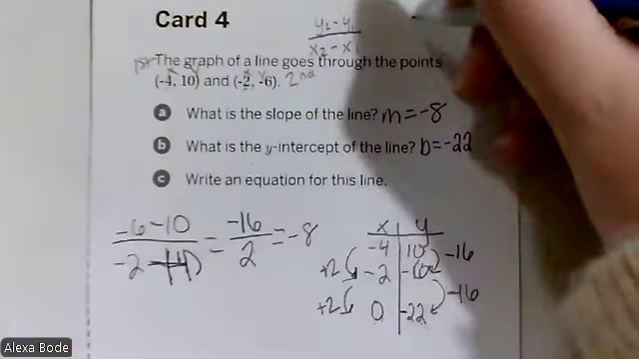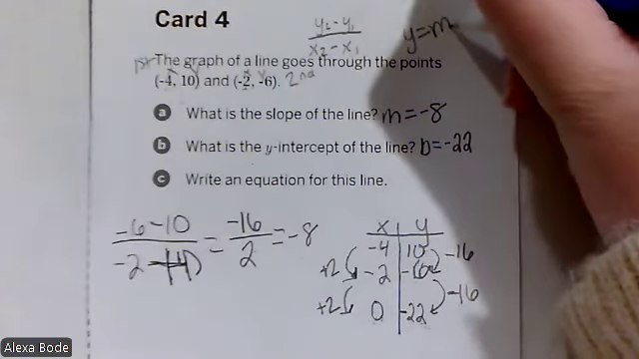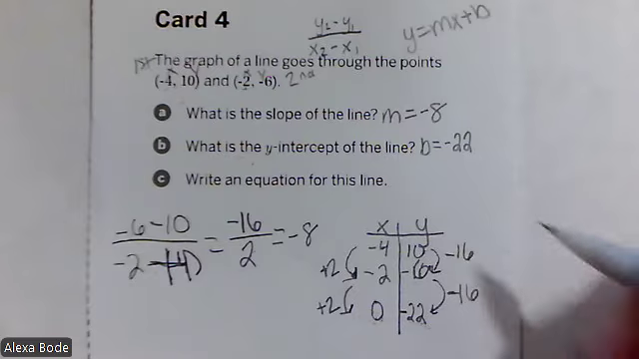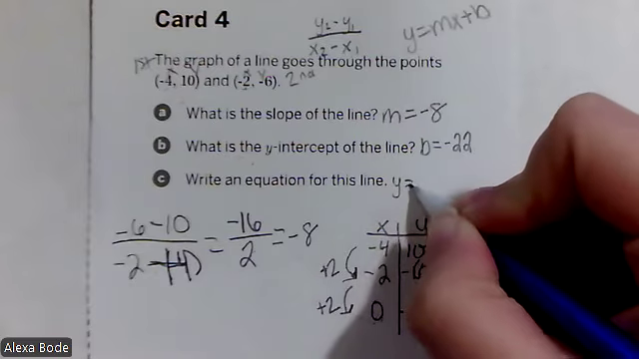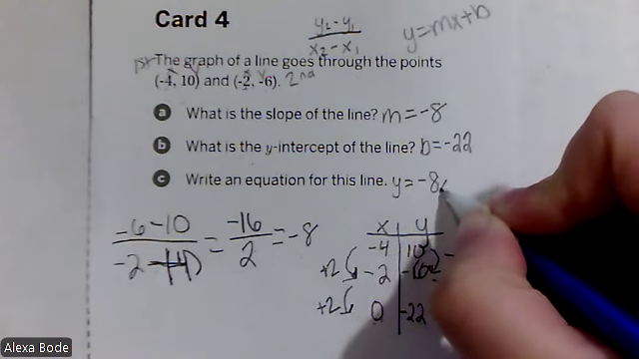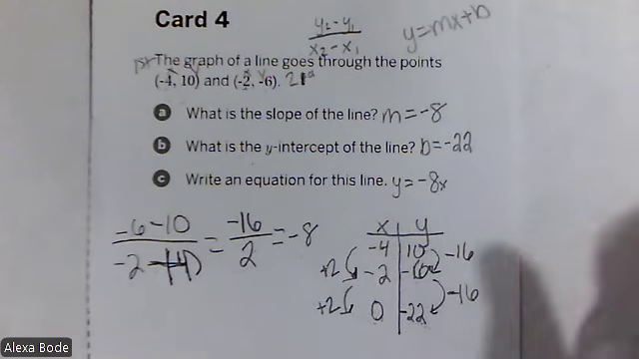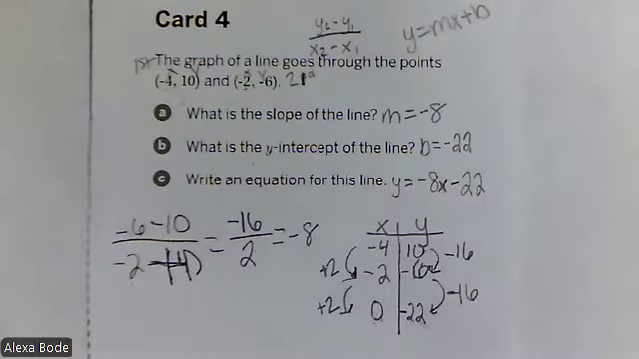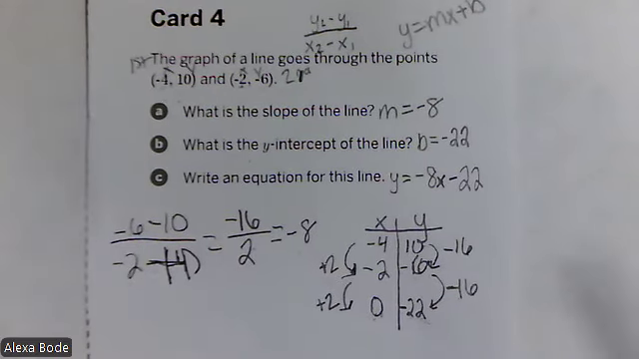And then our equation, just like card 3, is y equals mx plus b. So we're just going to put our slope and y-intercept into the equation. So y equals -8x minus 22. Okay.